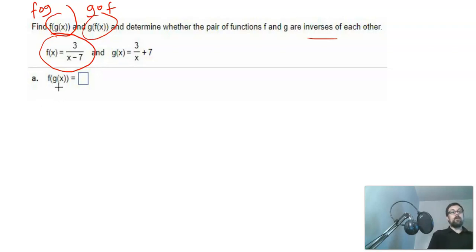So let's find F composed with G of X. That's going to be F of G of X.